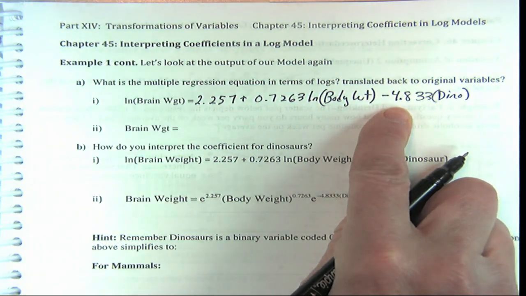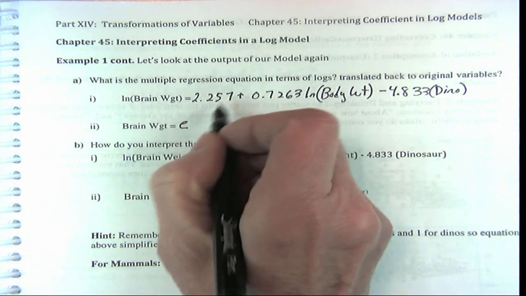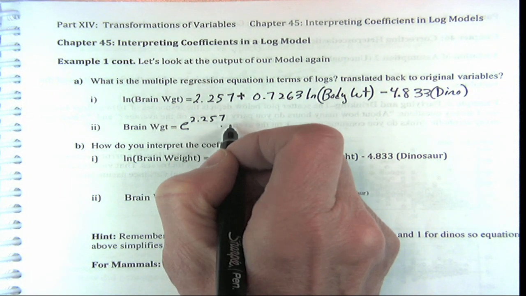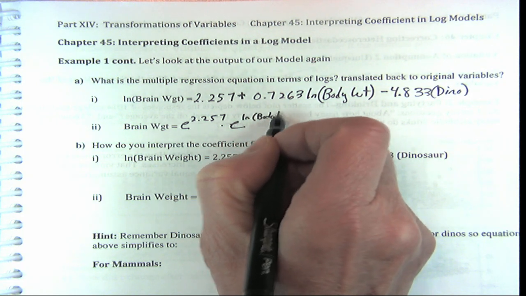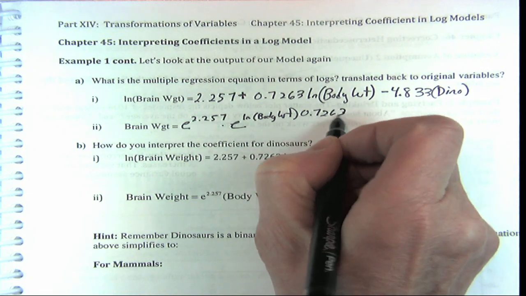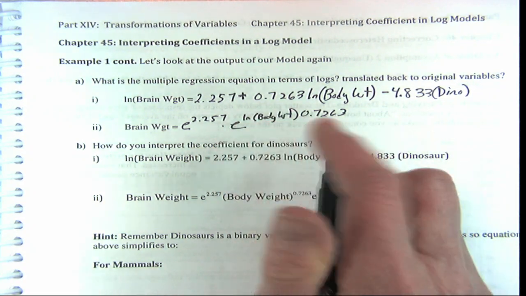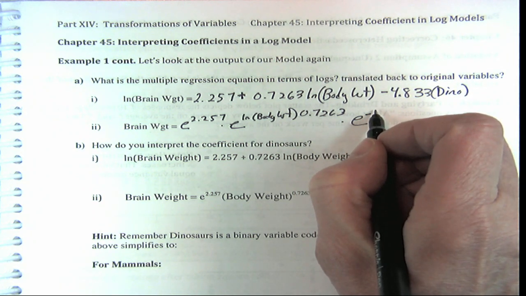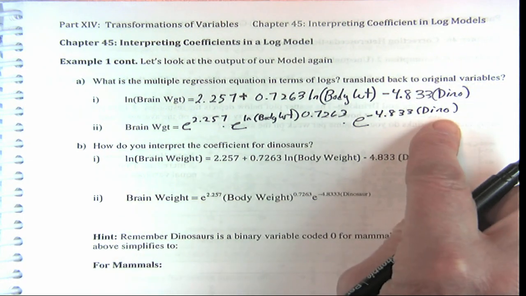So when we exponentiate, what we get is e to the 2.257. This is addition, so that's going to be multiplication, times e, and I'll rewrite it, log of body weight, times 0.7263. Multiplication is commutative. I just wrote it this way because this all simplifies to body weight, times e to the negative 4.833 times dino, which is either 1 or 0.